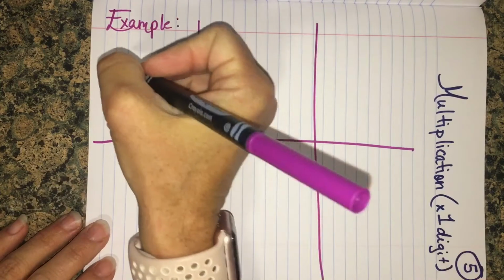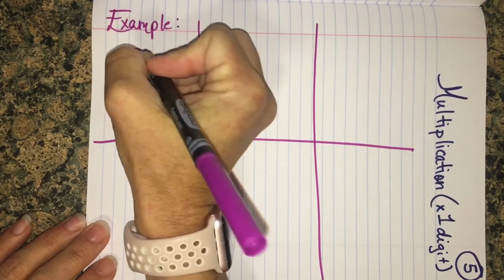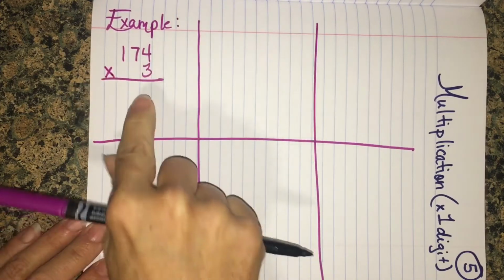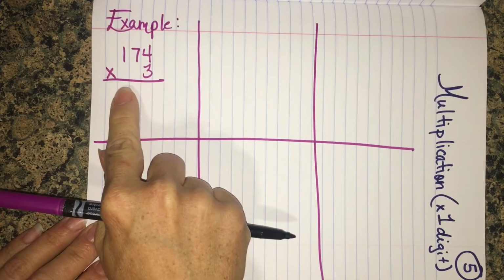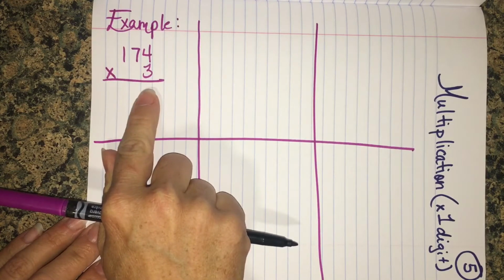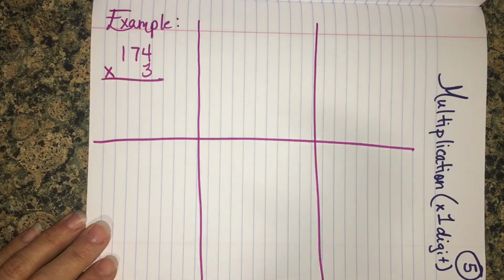I'm going to do 174 times 3. And see how I'm setting it up to where each number goes in its own individual column. This is going to help you a lot when we get to decimals and multiplying decimals.